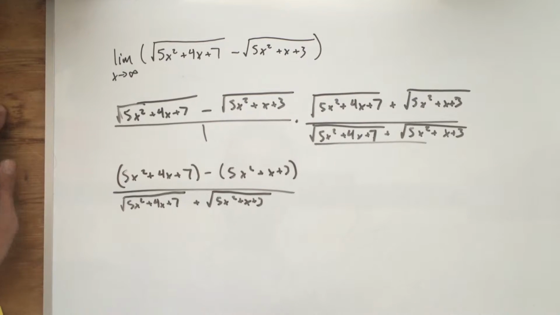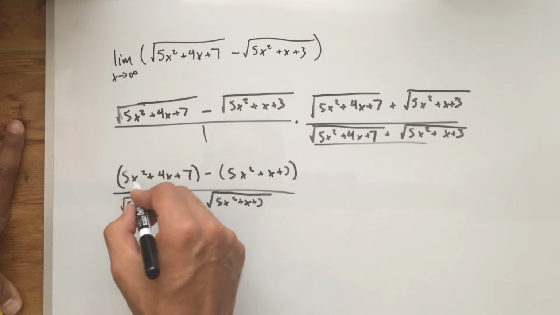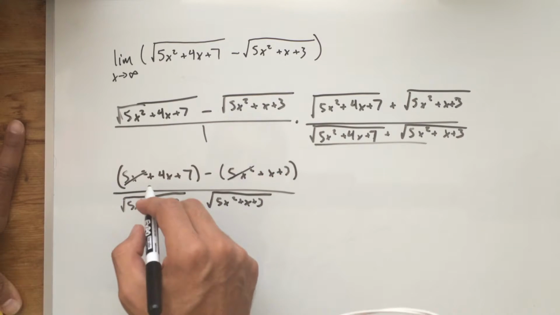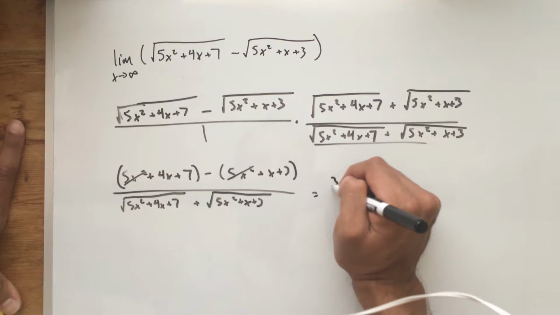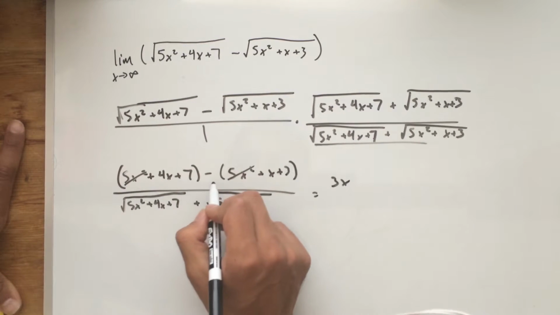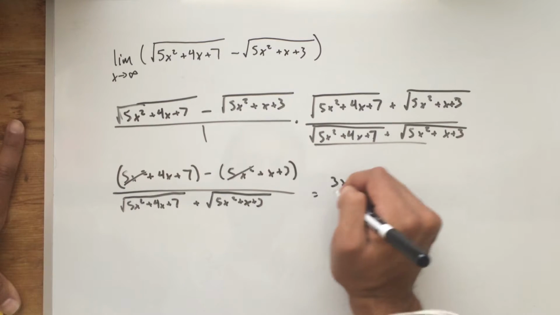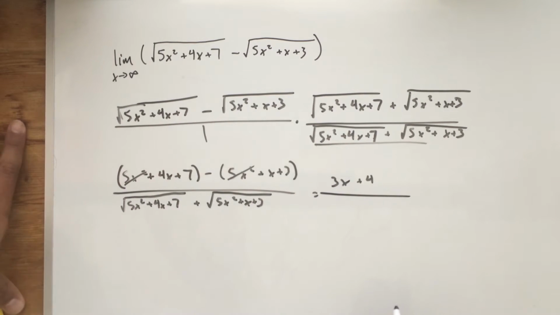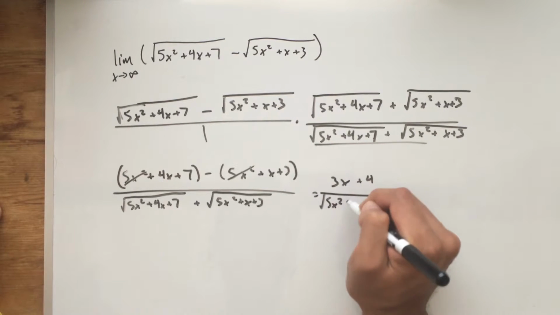So now we can simplify the numerator. You have 5x squared minus 5x squared, so that cancels out. We have 4x minus x, so that's 3x. And then you have 7 minus 3, so that's 4. And the denominator stays the same because you can't simplify anything.